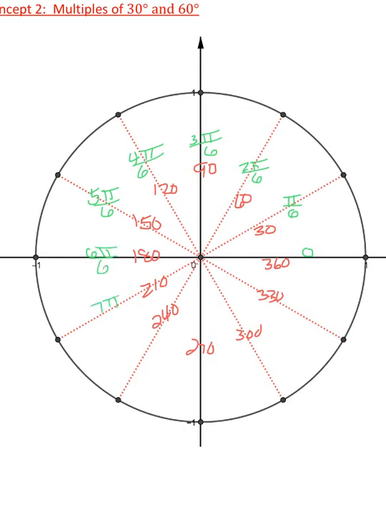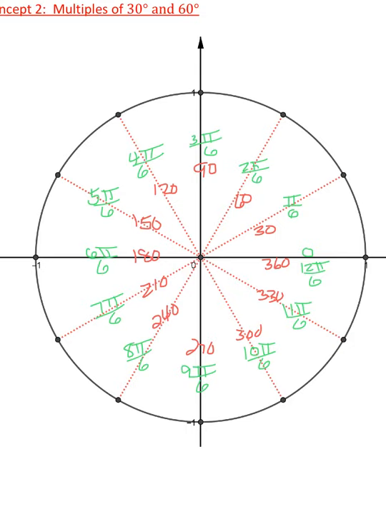7 pi over 6, 8 pi over 6, 9 pi over 6, 10 pi over 6, 11 pi over 6, and all the way around the horn is 12 pi over 6. And so you can see some of these radian angles can be simplified and some not.